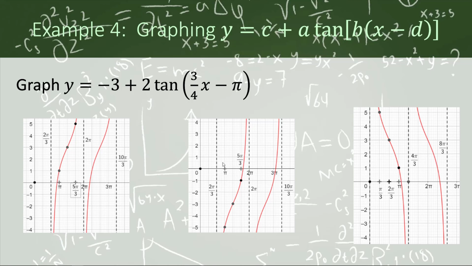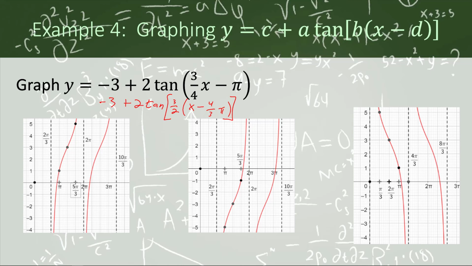So here we have negative 3 plus 2 tangent of 3/4 x minus pi. Now, one of the things that we can do is rewrite this as negative 3 plus 2 times the tangent. We can factor out the 3/4, and then that'll be multiplied by the quantity x minus 4/3 pi. The primary reason why we want to do this is to highlight that this actually is the angular frequency, which we can use to compute the period.